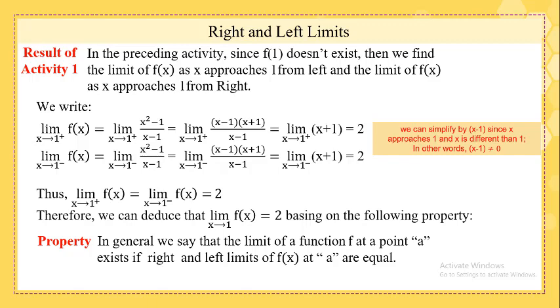In general, we say that the limit of a function at a point A exists if the right and left limits of f of x at the same A are equal. So we write limit of f of x as x tends to A, x less than A, that's A minus, is equal to limit of f of x as x tends to A, x greater than A, that's A plus. Here, right and left limits are equal at A, so this is the limit of f of x at A.